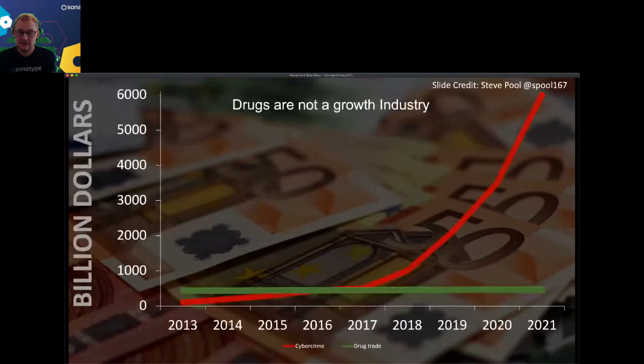And you can probably guess which one's the growth industry. Drugs are pretty flat, not going to increase over time, whereas cybercrime has been increasing. And yeah, we see that with the types of attacks, the number of attacks coming out, the sophistication of those attacks. We're seeing the formation of organized groups. It's not anymore those script kiddies playing around like it was back in the early days of the web.